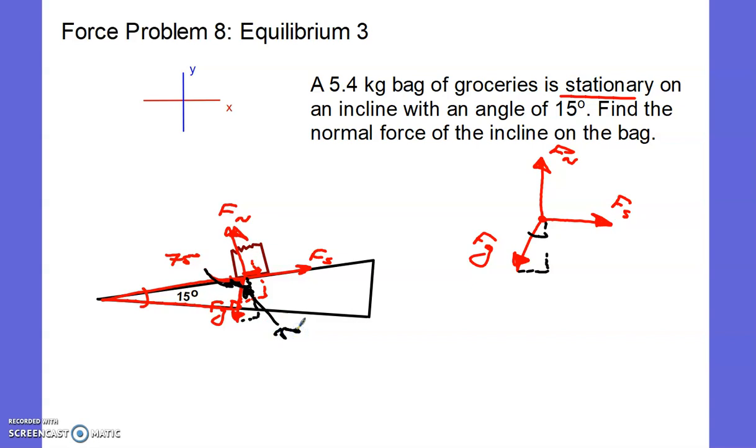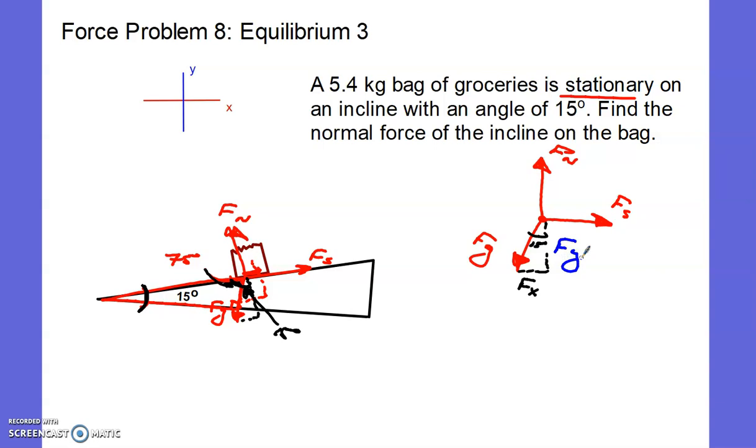It turns out whatever the angle of inclination is going to be the same as the top angle on the gravitational force of your free body diagram. So that is also a 15-degree angle. And we're going to break this into its x and its y components.